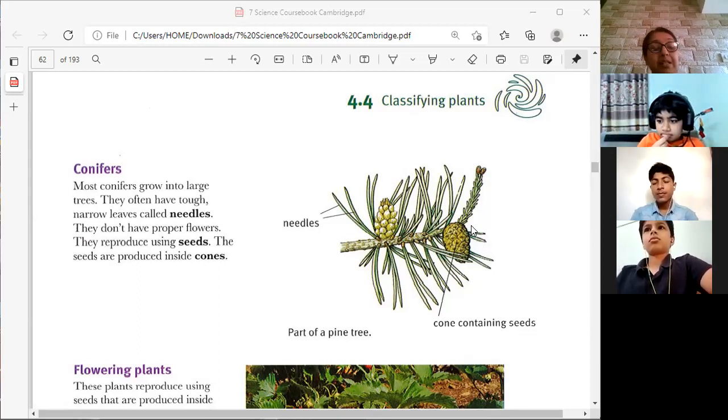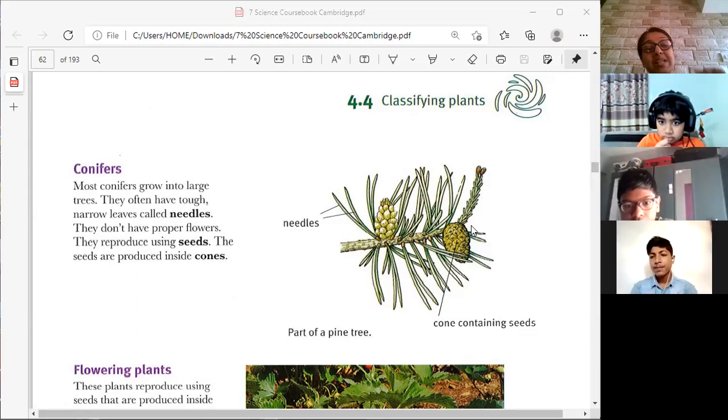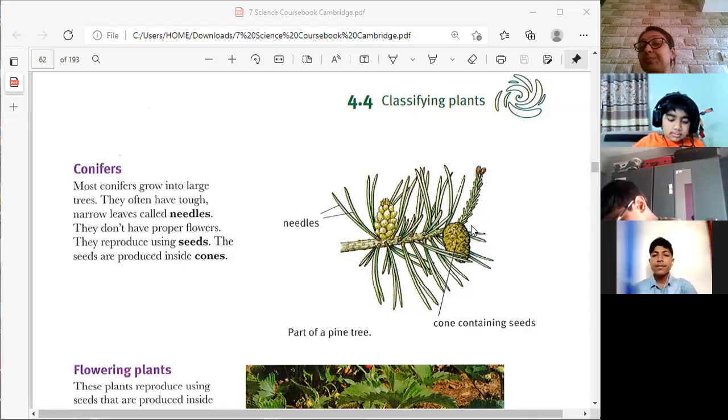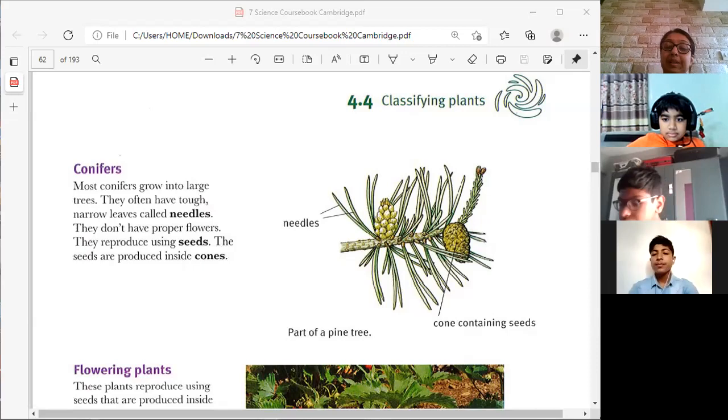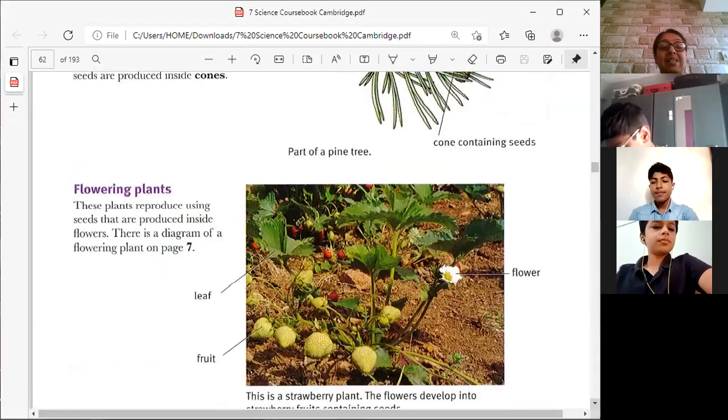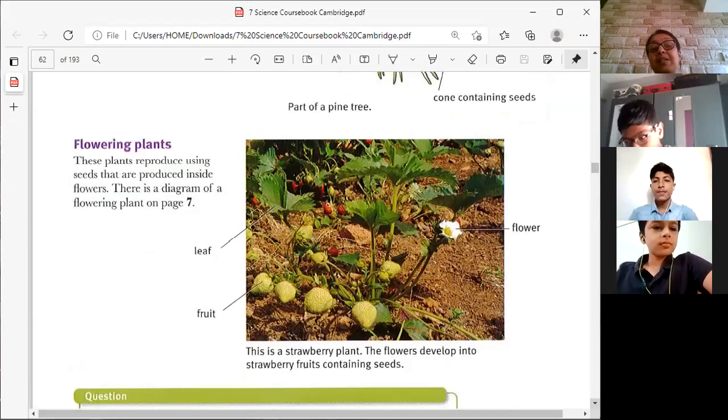I repeat, the third group is conifers. Conifers are large trees with needles, meaning their leaves are narrow, and no proper flowers. They reproduce using seeds, and seeds are inside the cones. Clear till here? Yes, ma'am. Now we are moving towards the last part, the flowering plants.